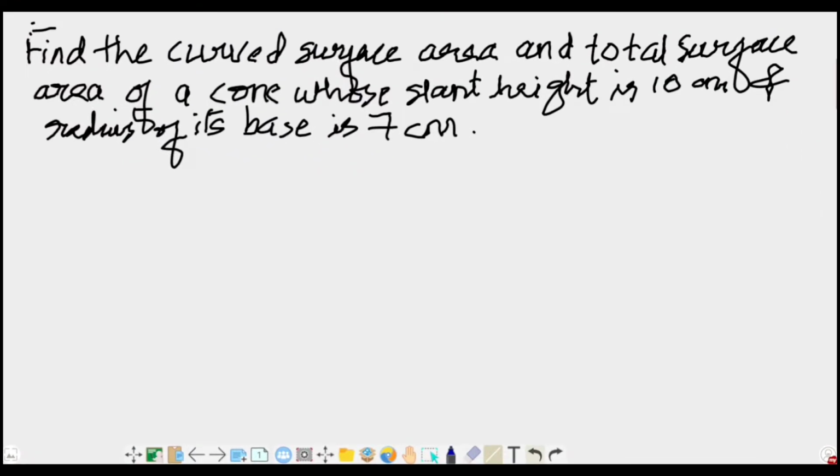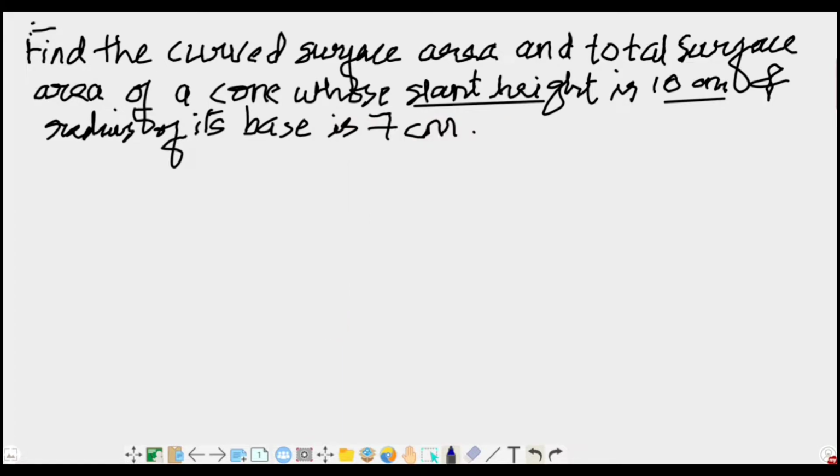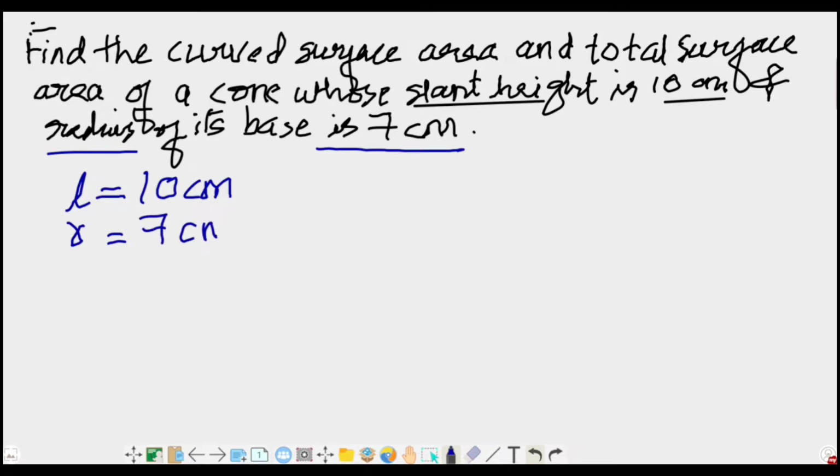Students, let's solve the sums based on cone. Find the curved surface area and total surface area of the cone whose slant height is 10 centimeter and the radius of its base is 7 centimeter. Slant height is indicated by small l, so this is given 10 centimeter. Radius of the base is given 7 centimeter.